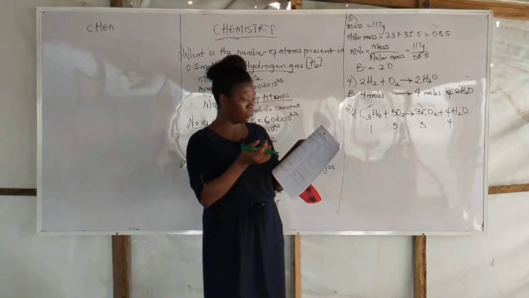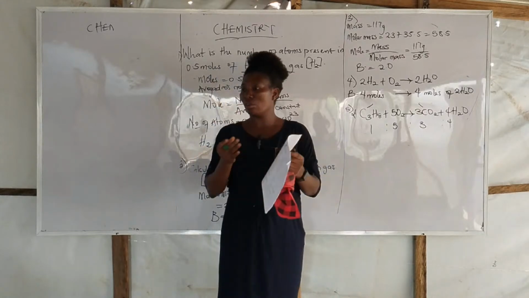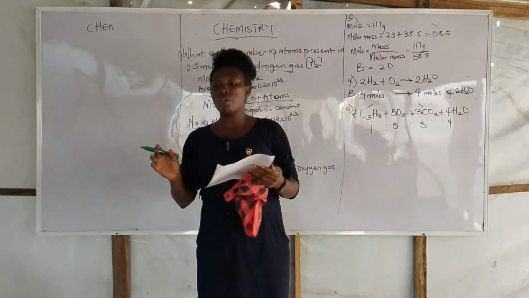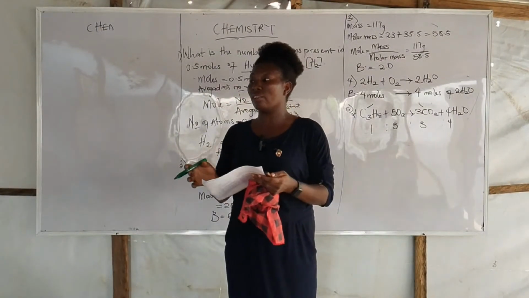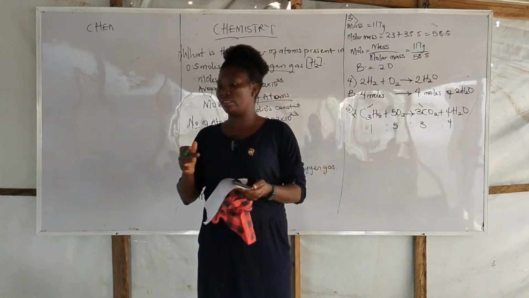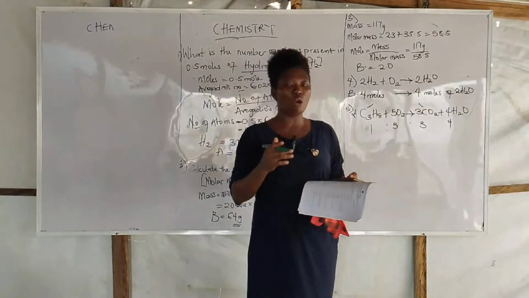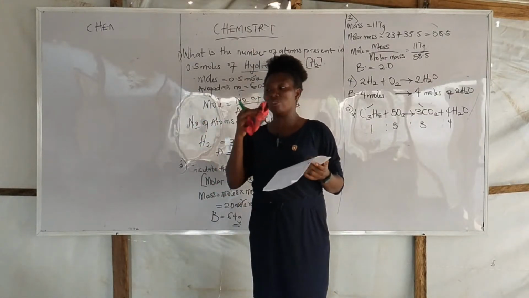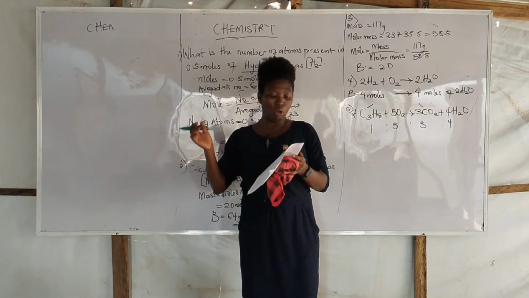That is the question now. 3 moles of what? Carbon dioxide. I remember telling you that when you are talking of mole ratio, it is the same thing as volume ratio. Do you remember that? So mole ratio is the same thing as volume ratio. Which means that one volume of propane is going to give you 3 volumes of carbon dioxide.